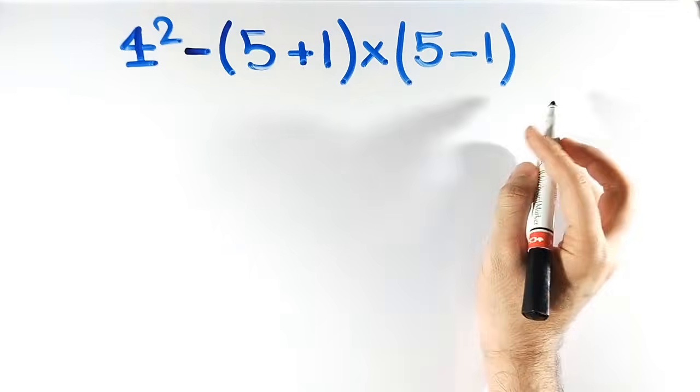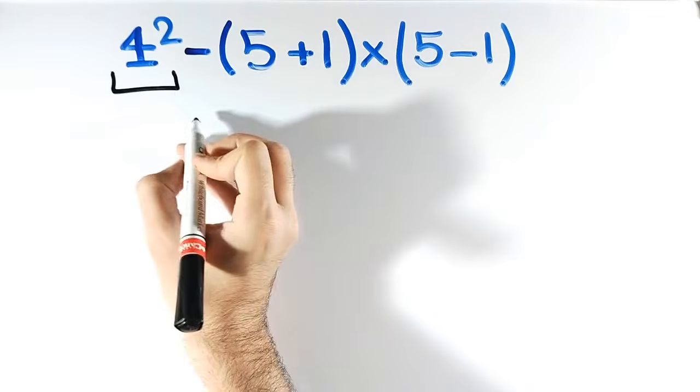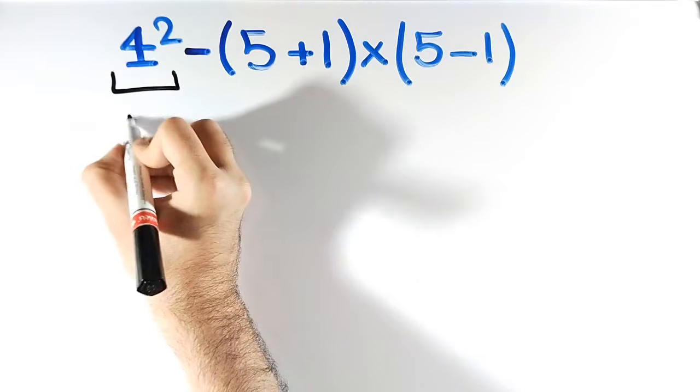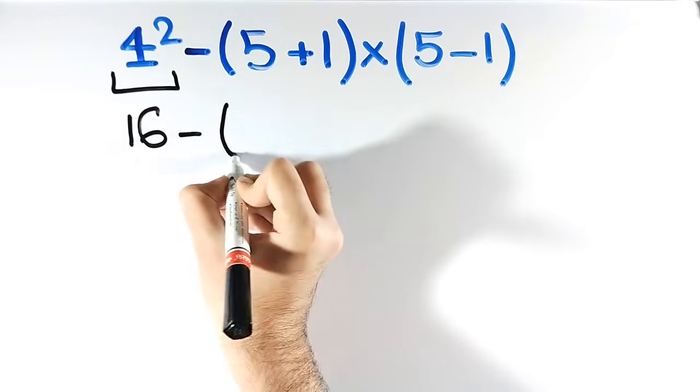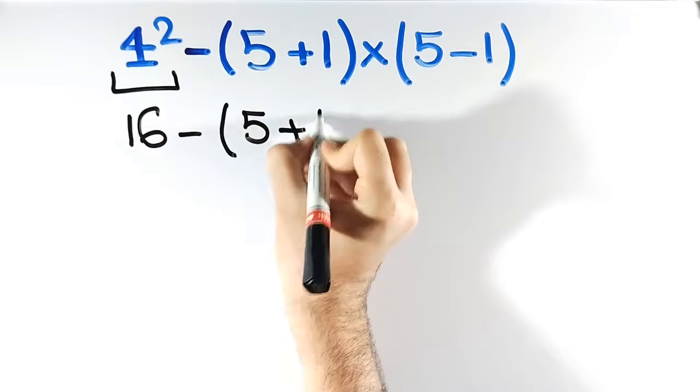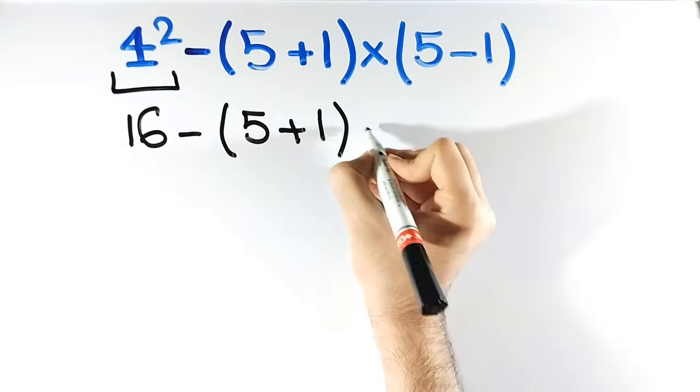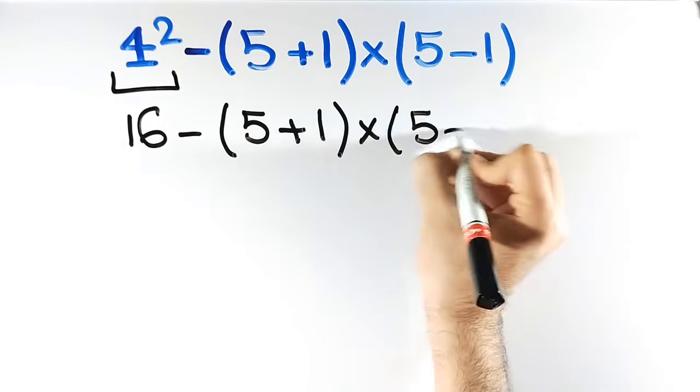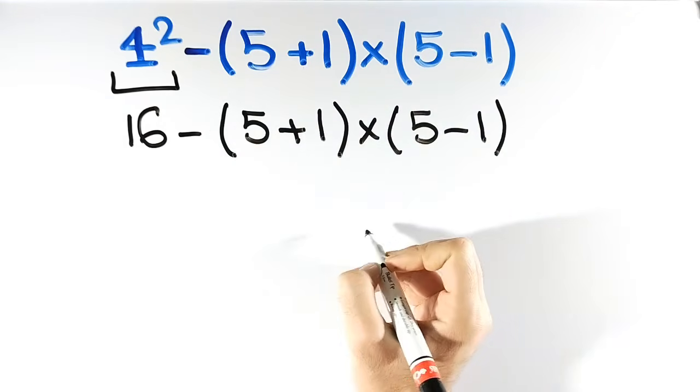Many people when solving this question first go for the exponent and instead of this expression they write 16 minus open parenthesis 5 plus 1 close parenthesis and multiplied by 5 minus 1 inside the parenthesis.